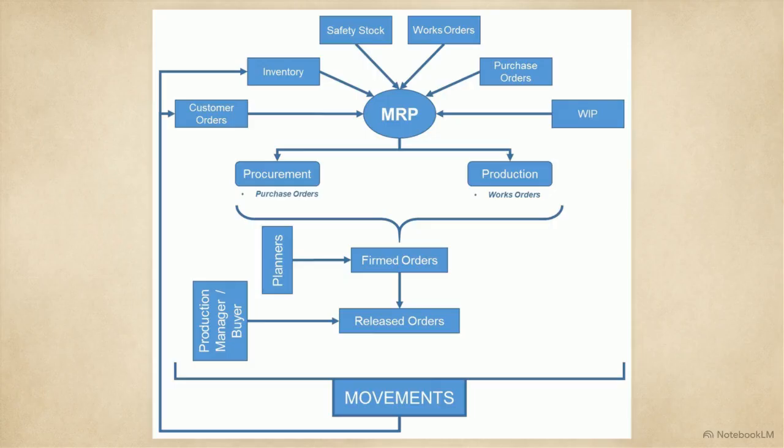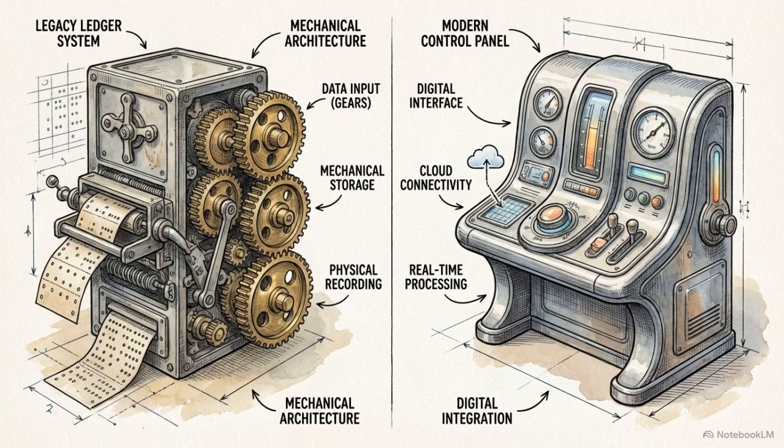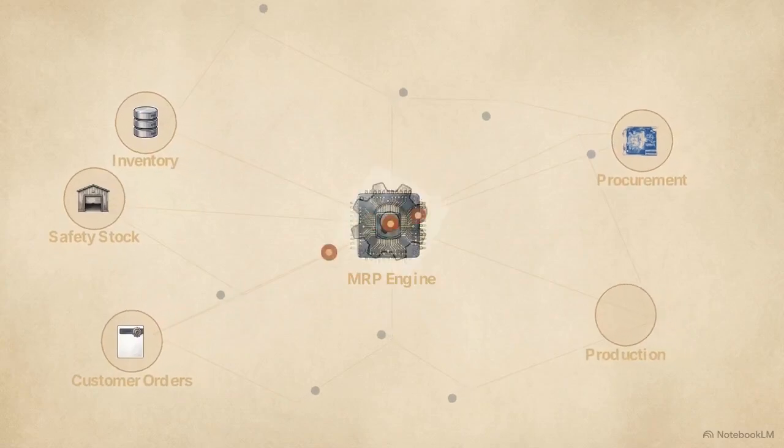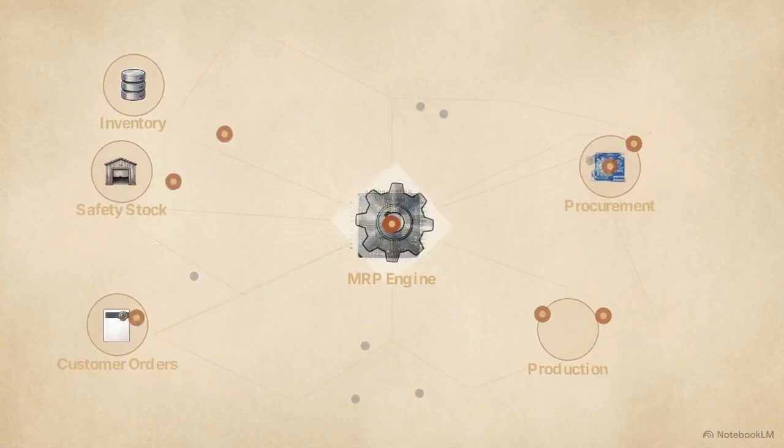This flowchart illustrates the central processor, Material Requirements Planning, or MRP. It constantly ingests current systemic conditions, monitoring inventory levels, safety stock thresholds, and customer orders. After calculating these variables, the engine generates actionable signals: procurement for raw materials, and production for internal manufacturing. While Qmuzik's interface has evolved from legacy desktop environments to the modern cloud platform, this underlying data architecture and the calculations driving it remain identical.